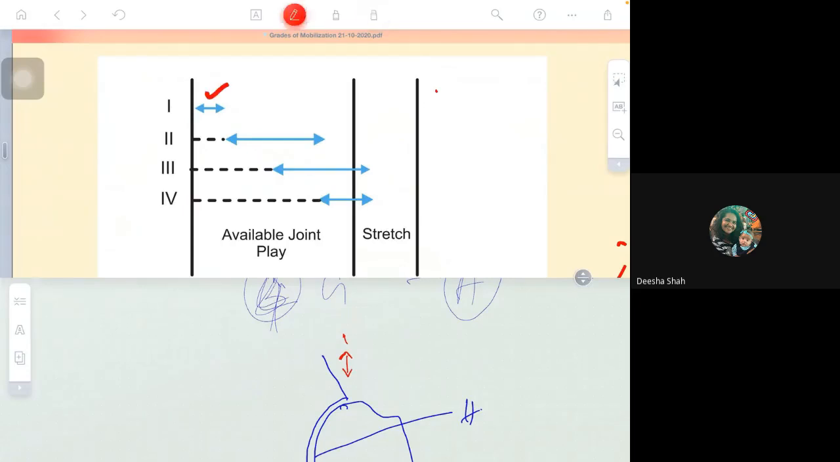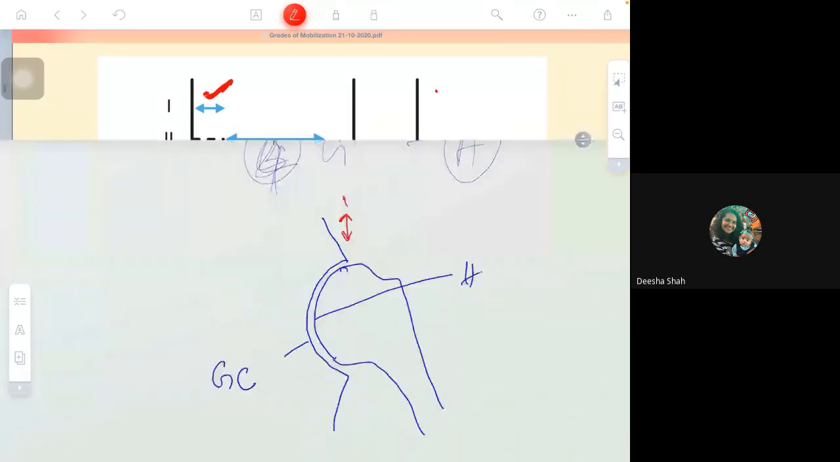I am talking about this grade. Clear? So what am I doing? I am doing grade 1 mobilization. What you should do is give grade 1 distraction.